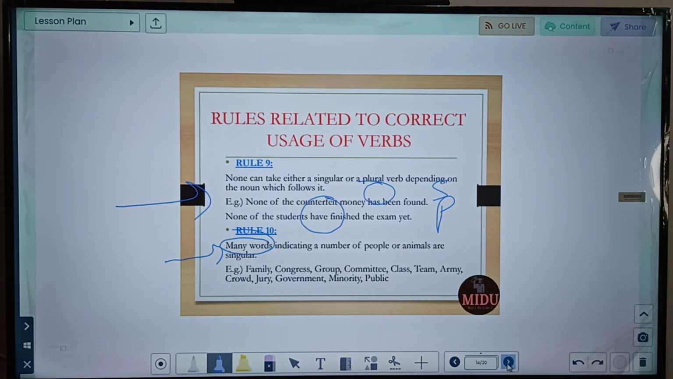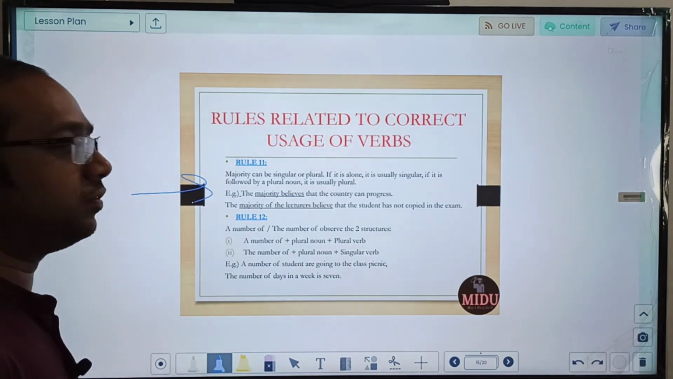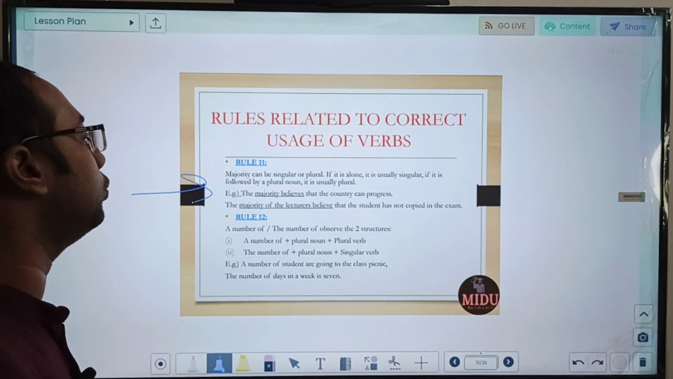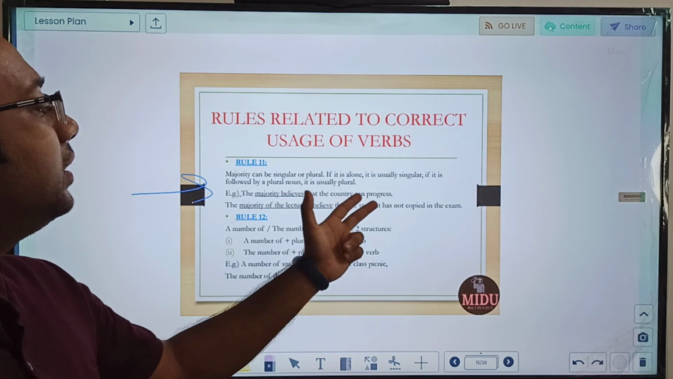Rule number 11 states that majority can be singular or plural. If it is alone, it is singular. If it is followed by a plural noun, it is also plural. So just see these two sentences. "The majority believes that the country can progress."